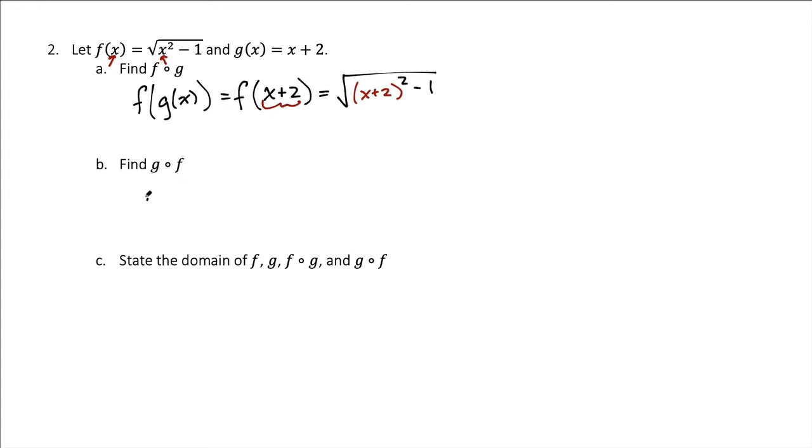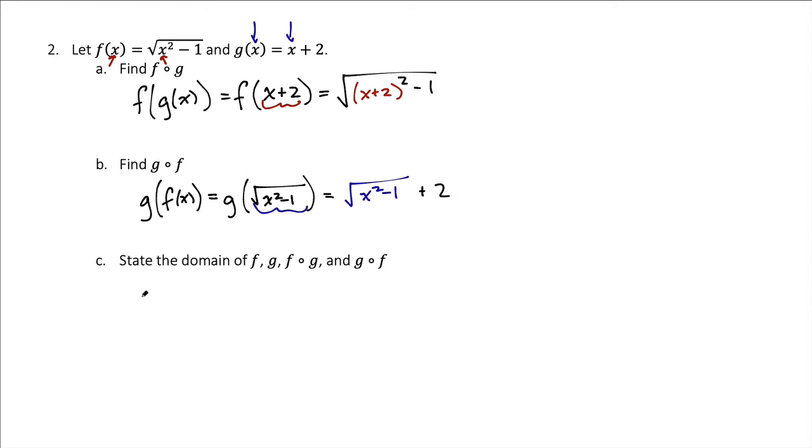For g composed with f, that's g of f of x. So we'll start with this inside function, f of x. That's g of the square root of x squared minus 1. And now we go ahead and plug that into our function g, and so this as our input goes into that x, right there. And so we then have just that square root of x squared minus 1, and then plus 2.